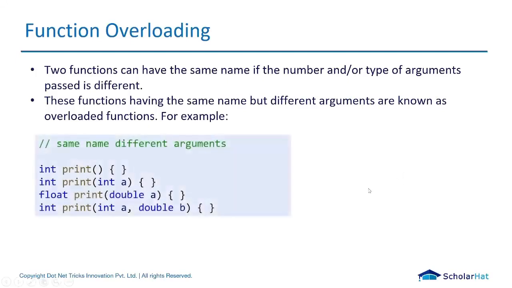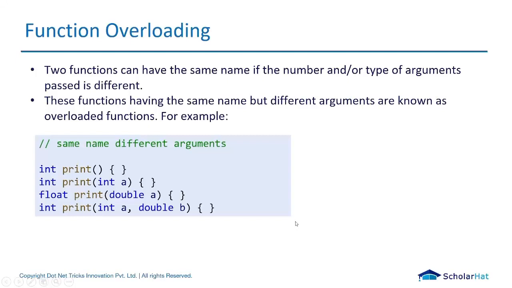For example, here the print function is written four times. Here no arguments are passed. Here only one argument or parameter is passed. Here one parameter is passed but of a different type: this is of integer type, this is of double type. Here two parameters are there and they are of different types. So we call this function overloading.